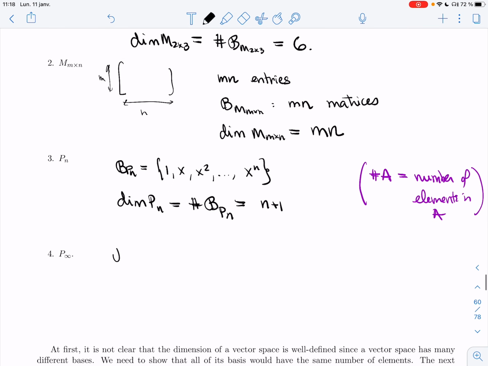All right, so for P infinity, we had 1, x, x squared, and it kept going forever, and so the dimension of P infinity is the number of elements in the basis of P infinity, and that's infinitely many. For infinite sets, it's often preferable to actually be more precise and just say it's infinite. There are different sizes of infinity. In this case, since I can list the elements, it's countable. And so this would be a countably infinite set, and the dimension would be countably infinite.